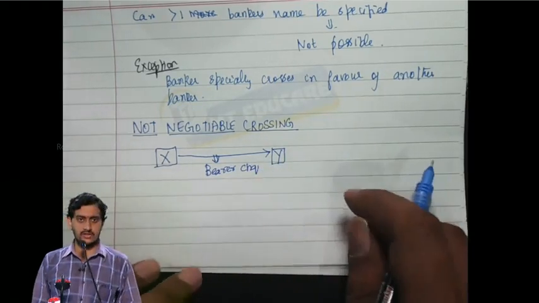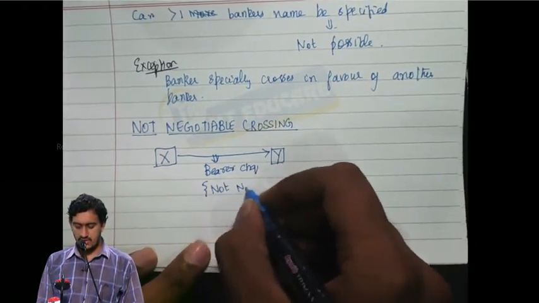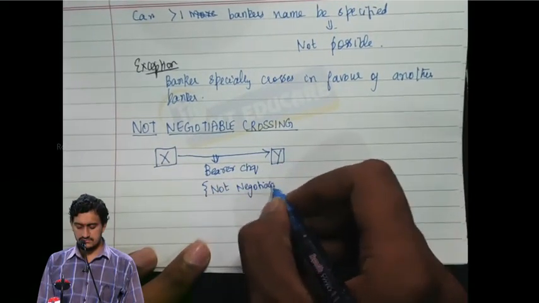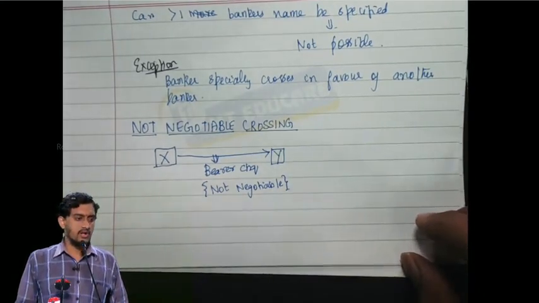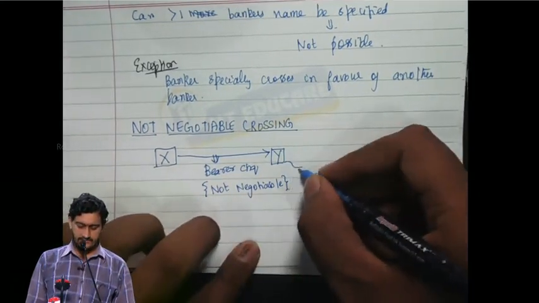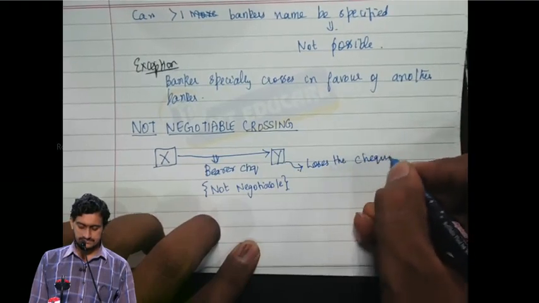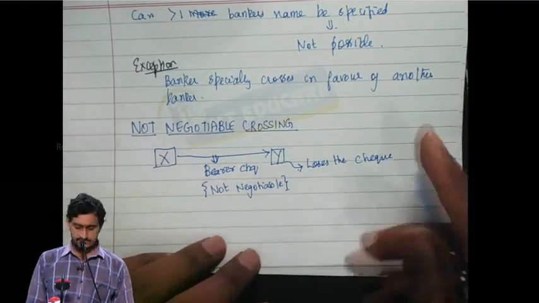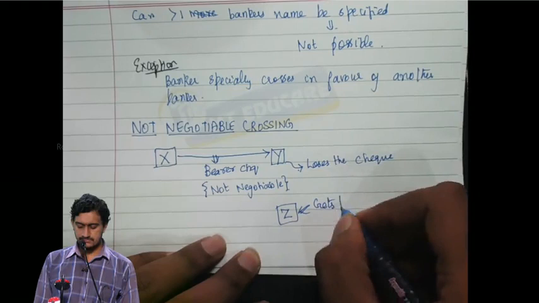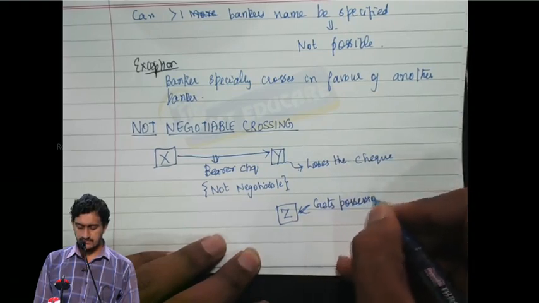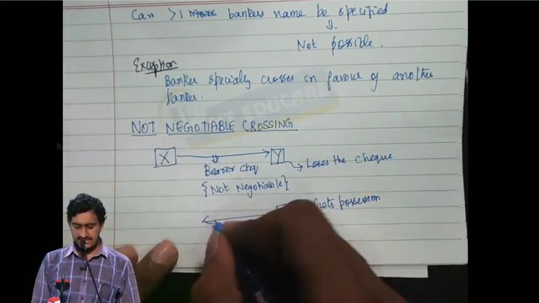X is giving a bearer check to Y, and it is marked in this check as not negotiable. Y loses the check. Z gets possession of the check. Now Z is transferring this to A.